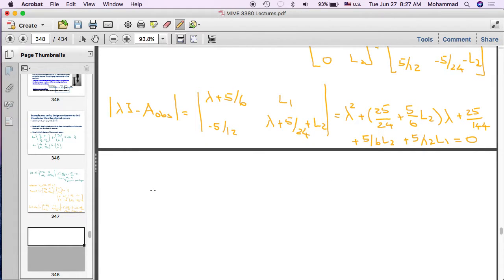And what we want is the two eigenvalues to be equal to negative 1, which means the characteristic equation should be lambda plus 1 times lambda plus 1, which will give you lambda squared plus 2 lambda plus 1 equals 0. So that should be the characteristic equation if we want the two eigenvalues to be located at negative 1. And I made a mistake, so catch my mistake, please.